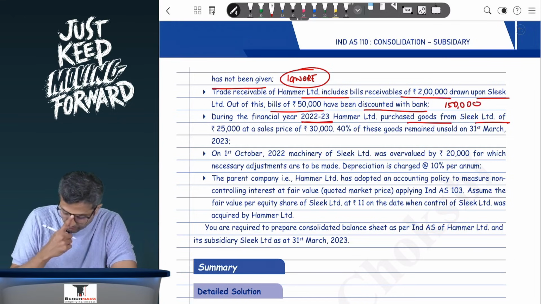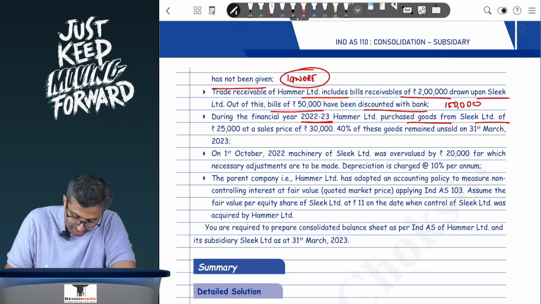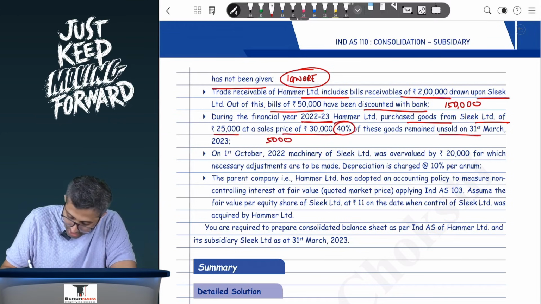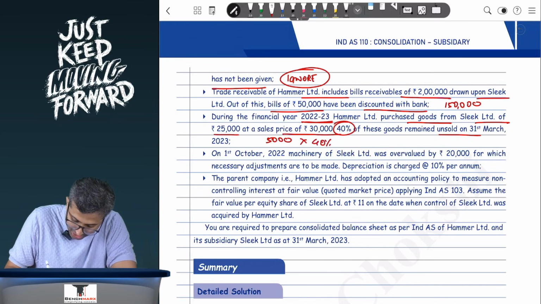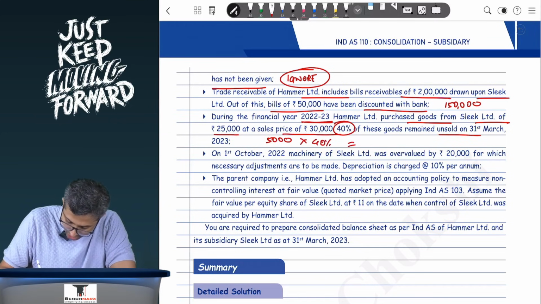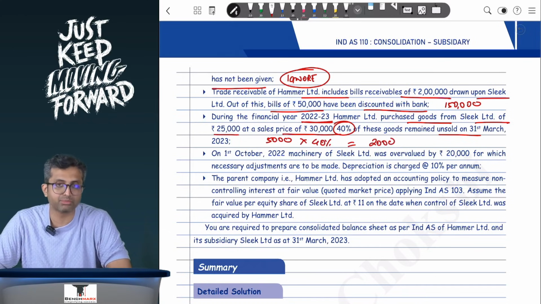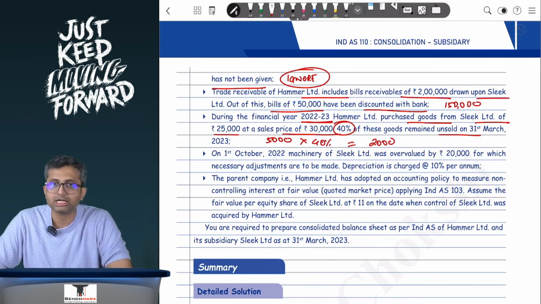During the financial year 22-23, Hammer purchased goods from Sleek. Hammer purchased from Sleek, that means Sleek sold. So this is upstream, of 25,000 at a sales price of 30,000, which means there is a 5,000 unrealized profit. 40% of these goods remain unsold. So 5,000 into 40%, that is equal to 2,000. This will be the adjustment for upstream unrealized profit, done in the books of Sleek.